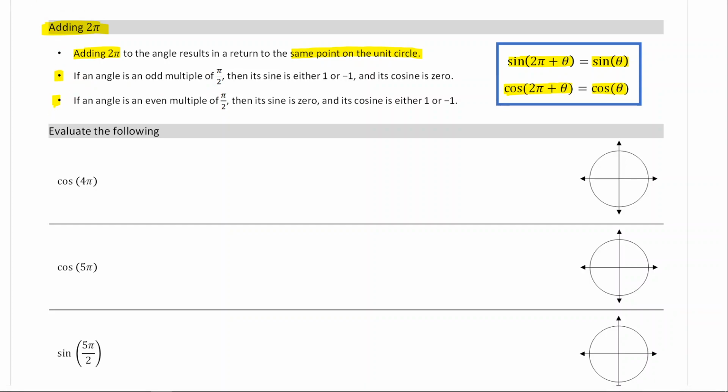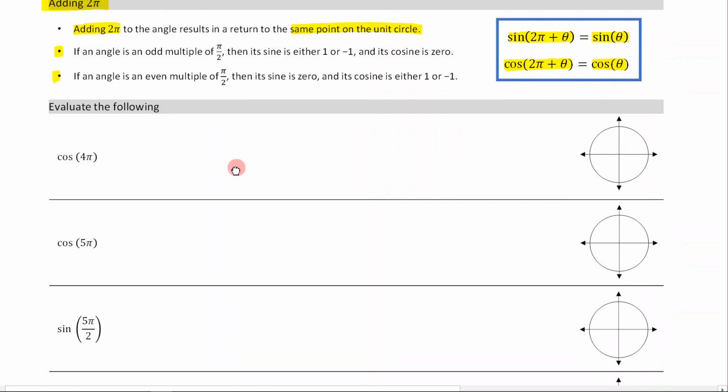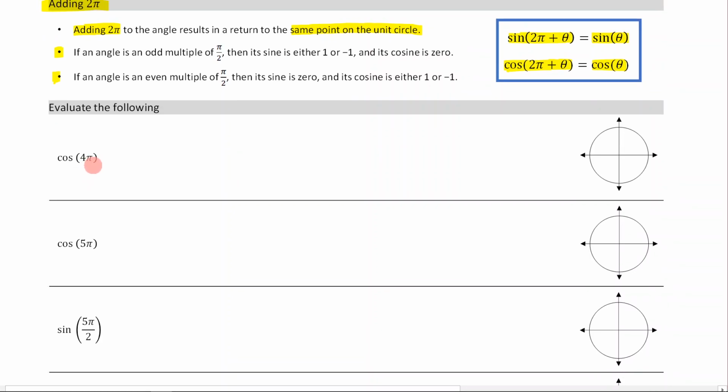Here we have cos of 4 pi. What we're going to try to do is write it like this: cos of 2 pi plus 2 pi. Once I've got it into this form, it's just going to be cos of 2 pi, and we know that cos of 2 pi is simply equal to 1.